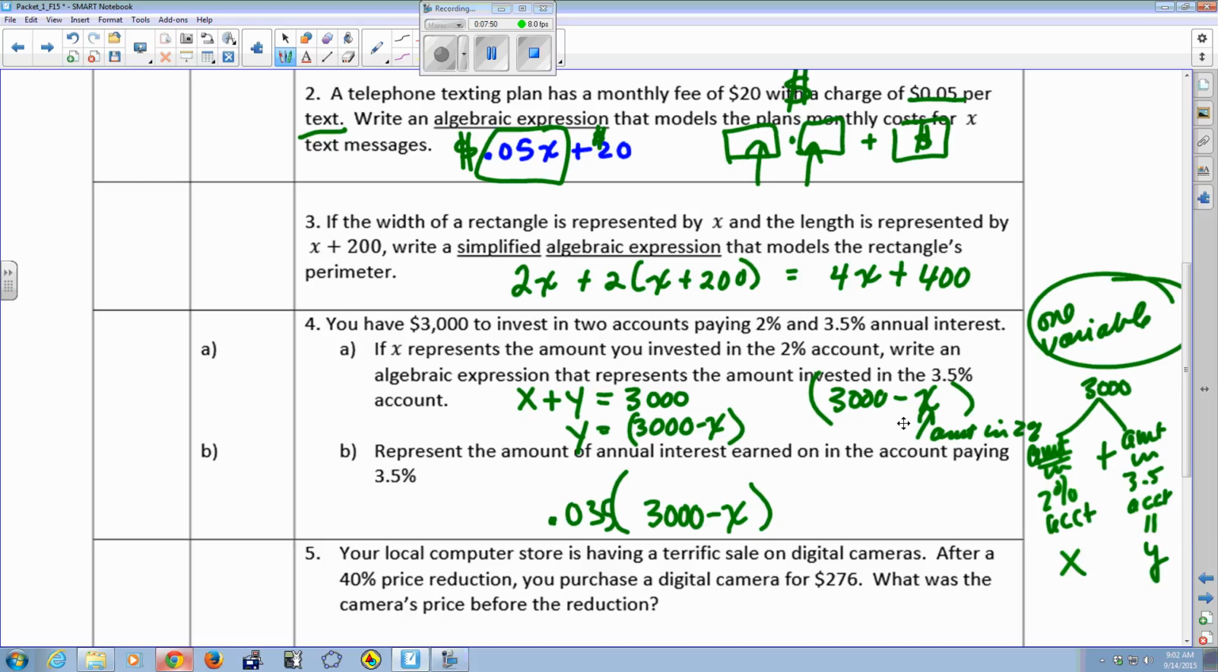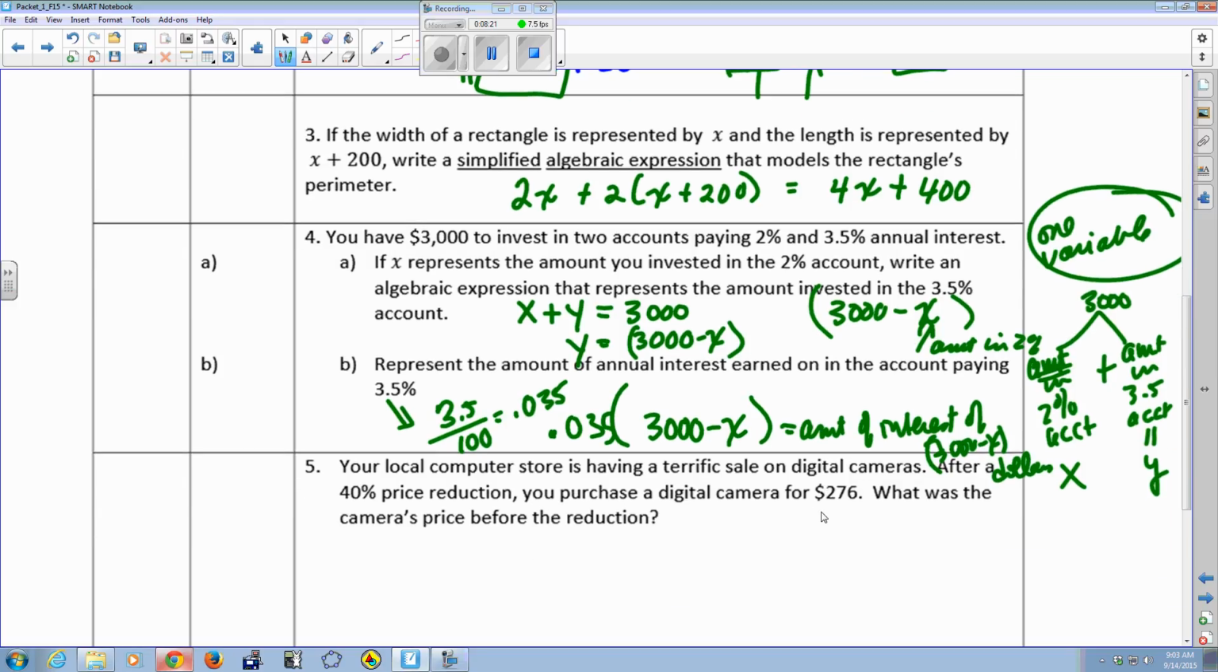Now be careful, some students make a little mistake. 3.5%, remember, means per 100. So this gets smaller by 2 decimal places. So this represents the amount of interest on the 3,000 minus X dollars invested, on that amount of money invested. Okay, so we're okay there.